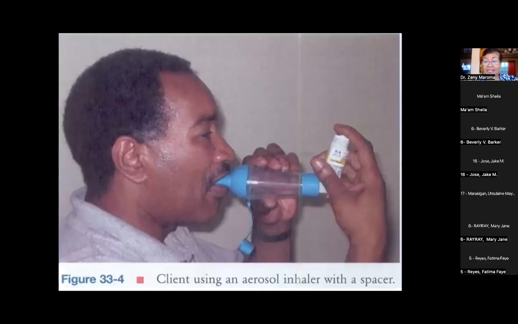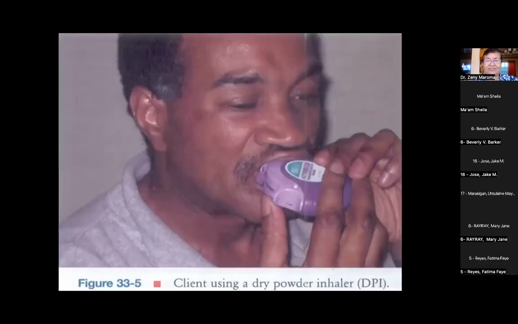So this is a client using an aerosol inhaler with a spacer. Another client is using dry powder inhaler. Ito mismong size, ganyan mismo din kulay. Seretide yan. Seretide has a bronchodilator, salmeterol, tapos meron siyang steroid therapy.